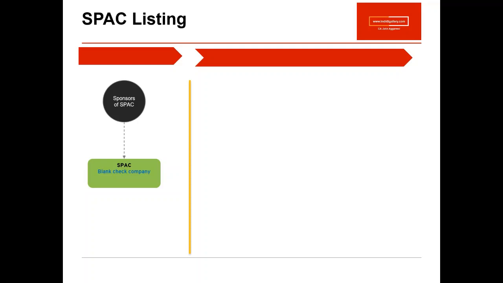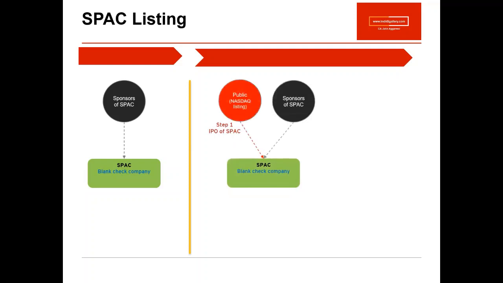Then the entire game begins. Once you've identified the SPAC, the next step would be to list this particular SPAC. I'll repeat this: this is a blank company and you are listing this blank company. Once this SPAC is listed, you have two kinds of investors in it. One is the sponsors, and then you have public shareholders.